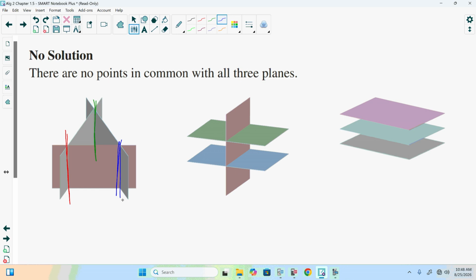Same with this one in the middle. We have two spots, two lines where two of the planes cross, but not all three. So it's not going to be a solution. We will not have a solution. Or we have the last one where there is no intersection at all. They're all three parallel. There is no solution. So when we look at systems of equations, we either have one solution, infinitely many, or no solution. It's going to fall in one of the three groups.